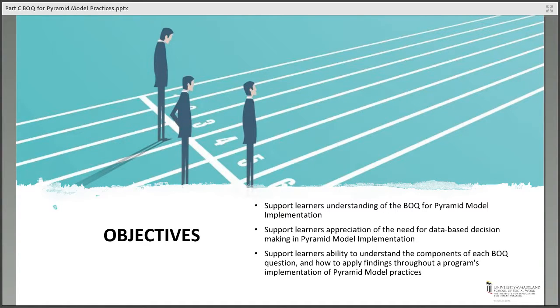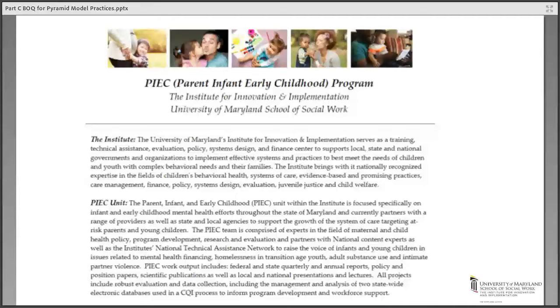So the objectives for this webinar are to support you as learners in understanding what the benchmarks of quality are for the pyramid model implementation in your various settings. We hope to support your appreciation of the need for using data-based decision making in the pyramid model implementation, and also your ability to understand the different components of two different benchmarks of quality and their questions and how they apply throughout your program's implementation.